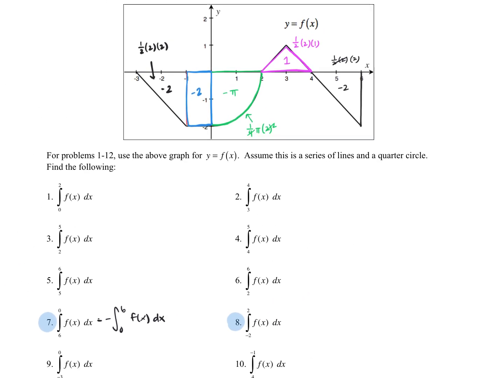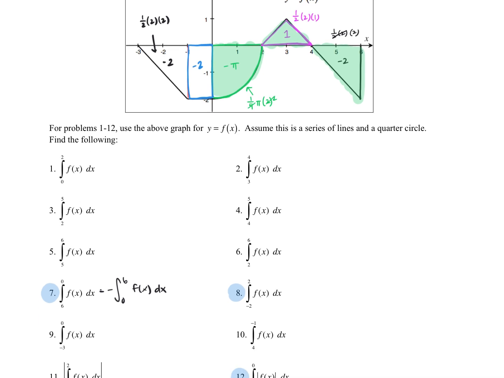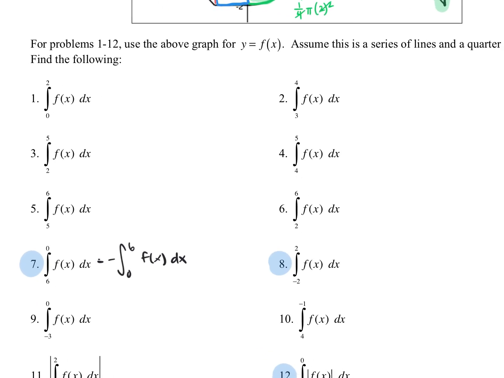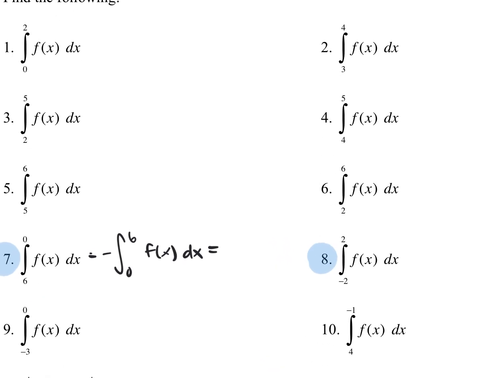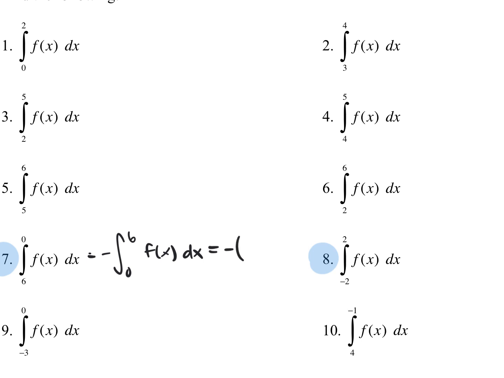So if I go back and look from 0 to 6, I'm going to accumulate all the area underneath those curves. So from 0 to 6, I've got -pi plus 1, and then I've got a -2. So that's going to give me -pi minus 1. But it's negative, so I've got negative, and -pi minus 1 was the area that was accumulated. And since I've got a negative there, I can distribute that. So that's going to give me +pi plus 1 for that answer.